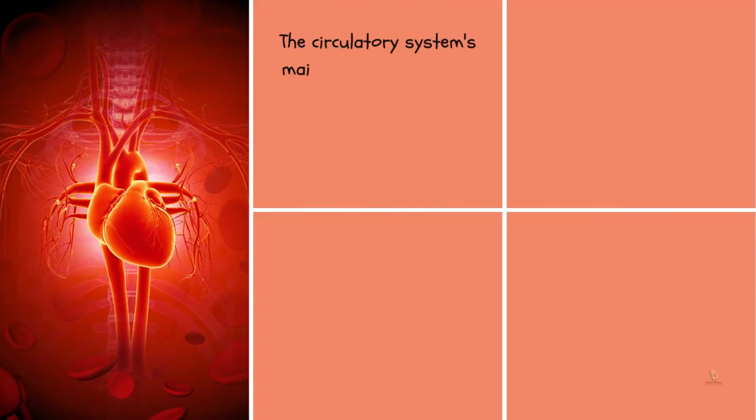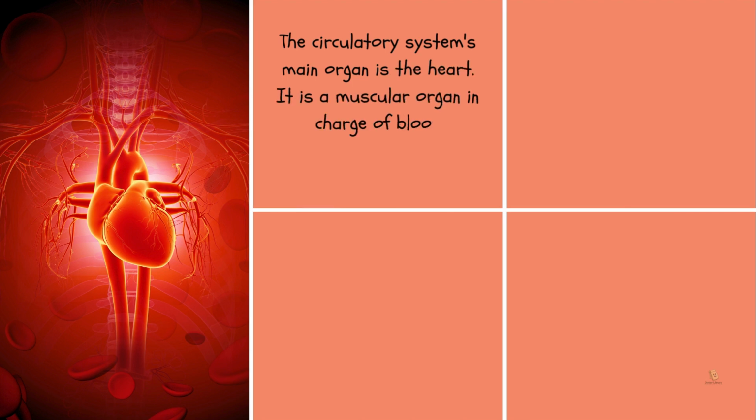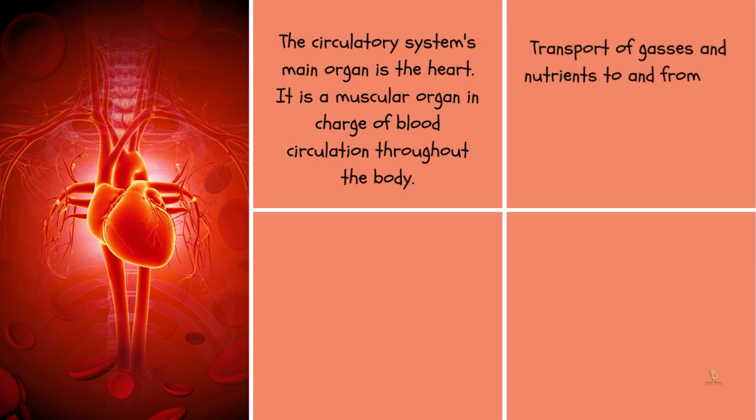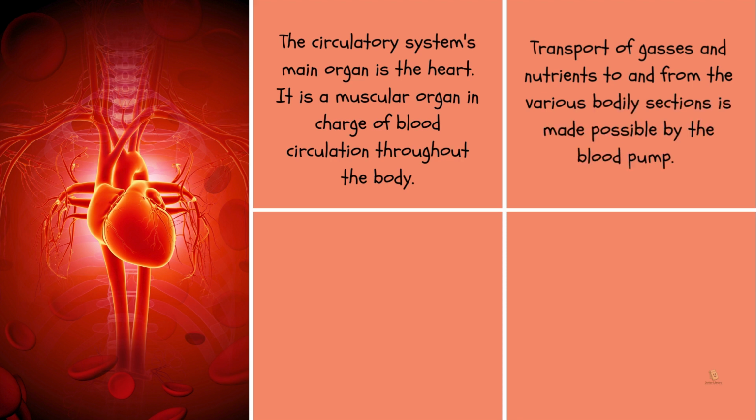The circulatory system's main organ is the heart. It is a muscular organ in charge of blood circulation throughout the body. Transport of gases and nutrients to and from the various bodily sections is made possible by the blood pump.